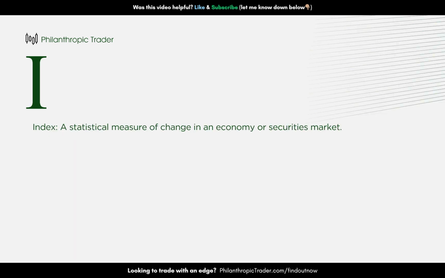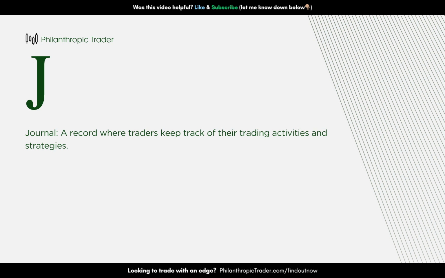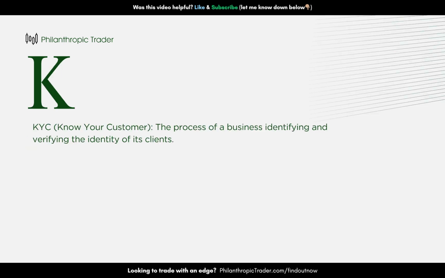Index, a statistical measure of change in an economy or securities market. Journal, a record where traders keep track of their trading activities and strategies, and I really recommend traders to have a journal because that will rapidly increase your trading performance in a good way.